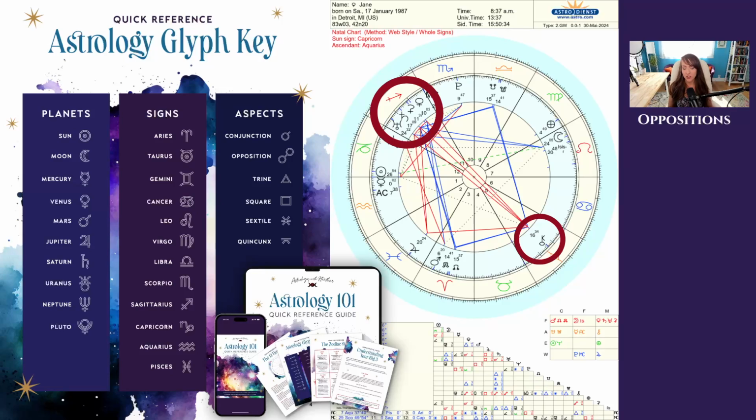This is something we teach really in depth in the Cosmic Academy of Astrology if you're someone who's interested in really understanding how to read a birth chart. But for the purpose of the quick reference guide and what we're doing here, we're going to just label oppositions as being mildly challenging and potentially having a little bit more friction.